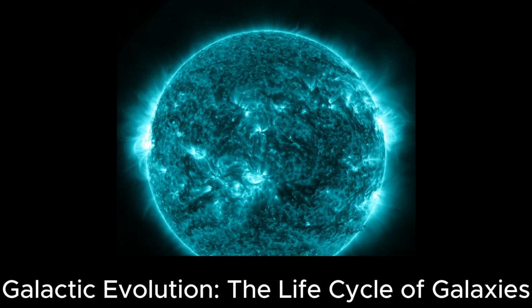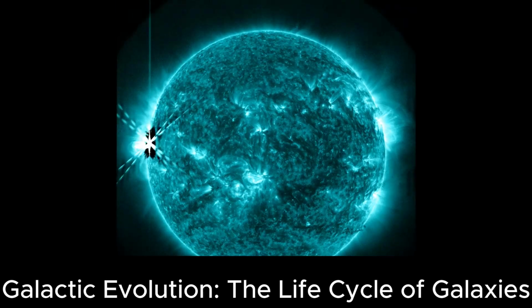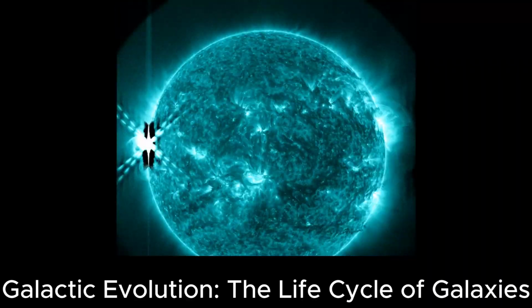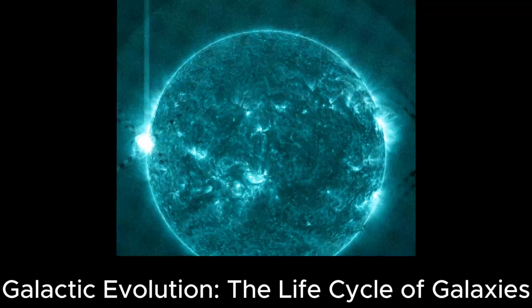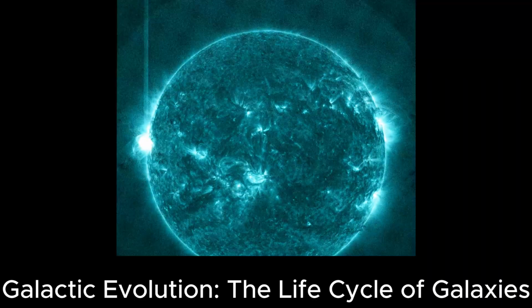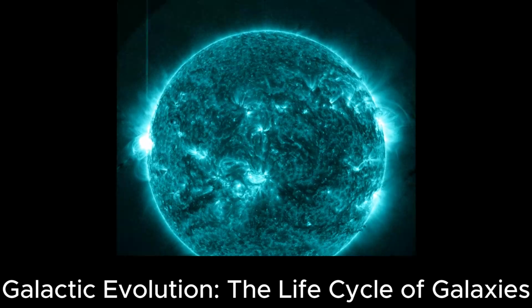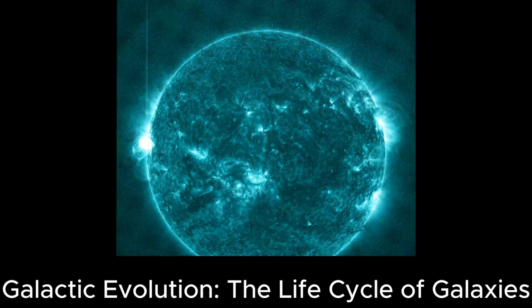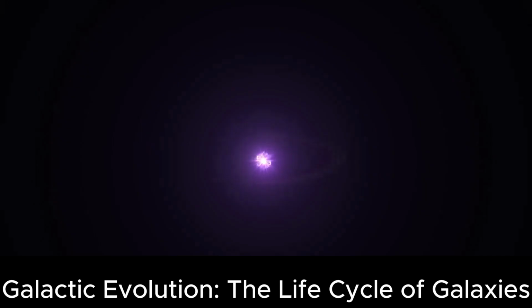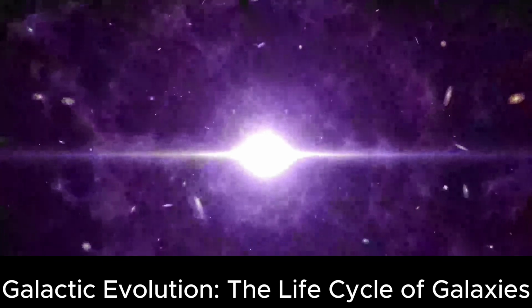Galactic evolution. The life cycle of galaxies. Galaxies, the grand structures of the universe, are not static. They evolve over billions of years, shaping and reshaping their forms. But how does this process begin? How do galaxies grow? And why do they transform into different shapes over time?